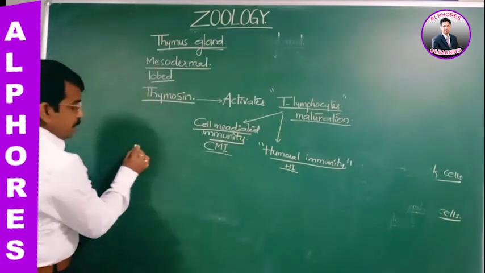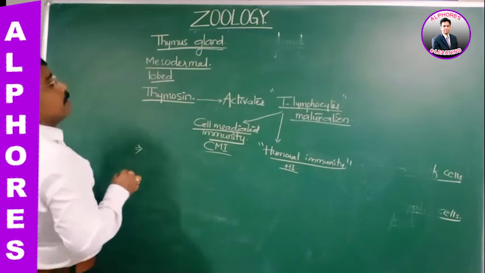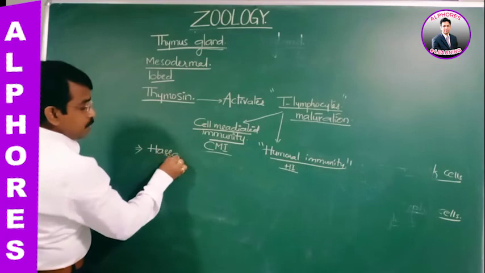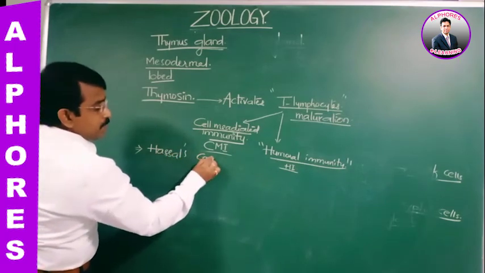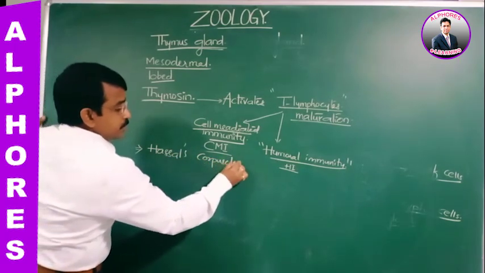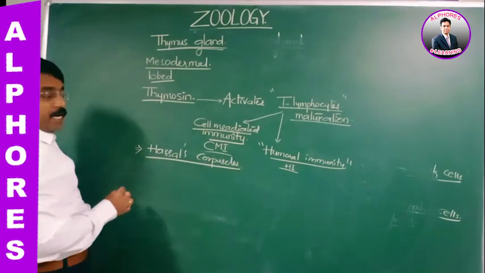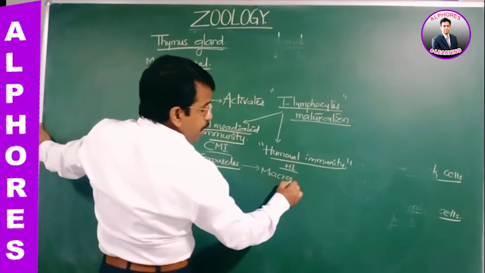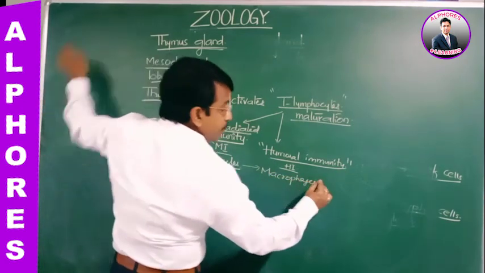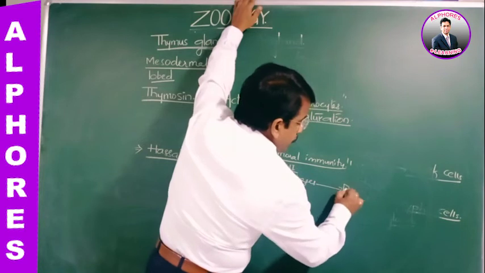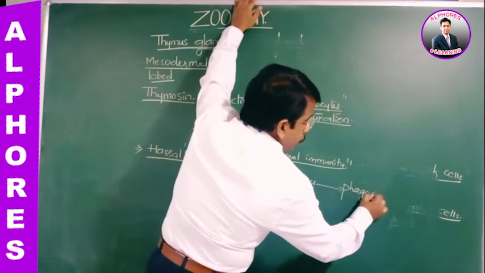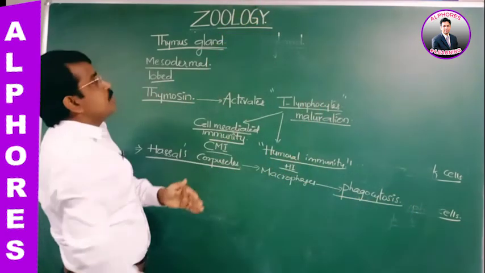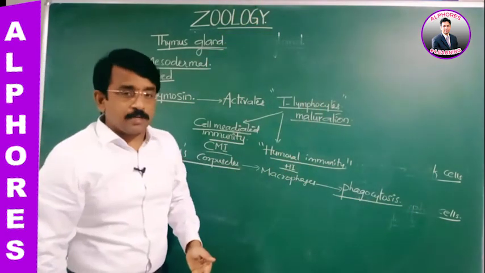Apart from that, in the thymus gland there are Hassall's corpuscles. Very, very important, Hassall's corpuscles are present in the thymus gland. They are considered to be the thymus gland macrophages and are phagocytic in function. This is the detail regarding the thymus gland.